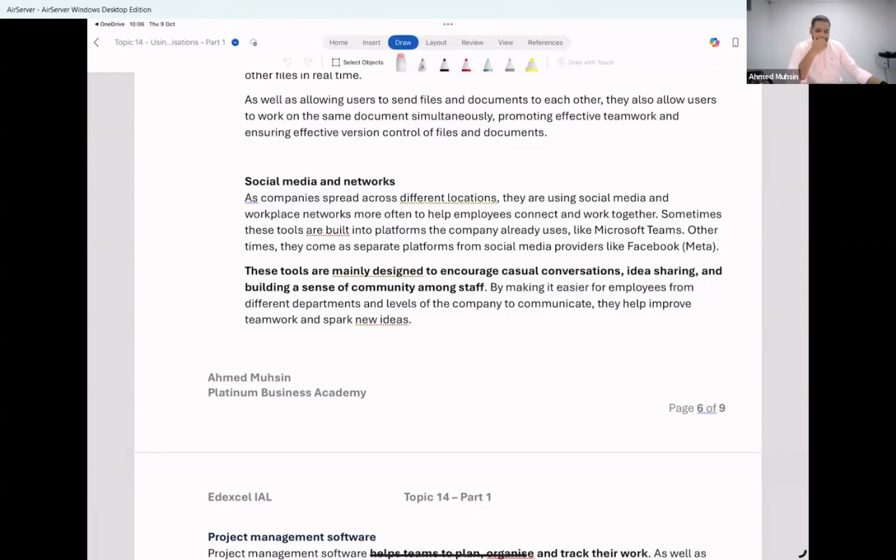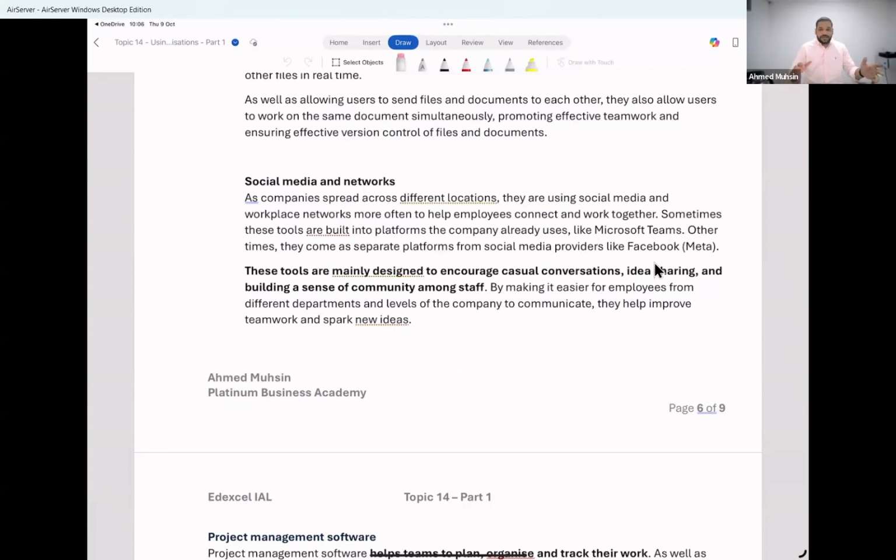Social media and networks. As companies spread across different locations, they are using social media and workplace networks more often to help employees connect and work together. How so? Sometimes these tools are built into platforms the company already uses. For example, take Microsoft Teams. Other times they come as separate platforms from social media providers like Facebook, which is owned by Meta.